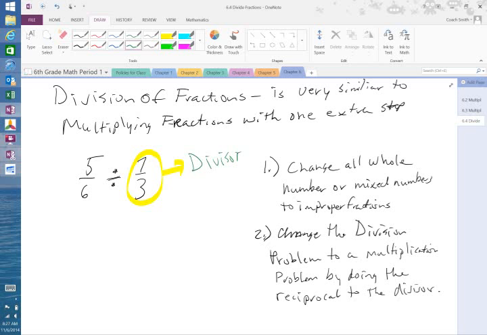So what we are going to do is this. 5/6 stays 5/6. We change the division sign to multiplication, and we do the reciprocal of 7/3, which is 3/7. And now we do the same thing we did with multiplication of fractions. So you really don't divide fractions. We're going to do the same thing we've done in Section 3 of Chapter 6.